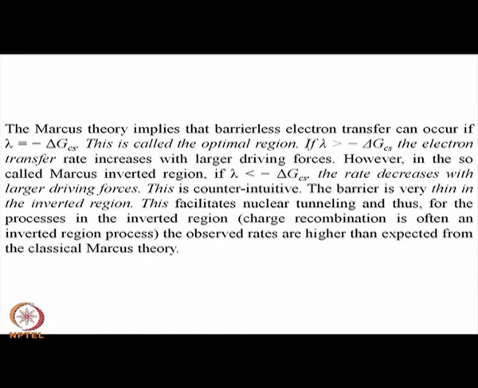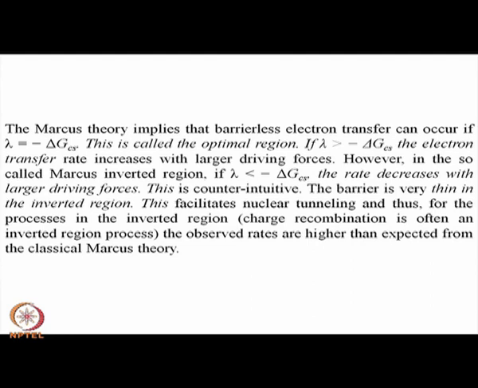Now, Marcus theory implies that barrierless electron transfer can occur if lambda is equal to minus delta G of the CS, the charge separated state. Whenever there is electron transfer, in one case there is plus, in another case it is minus. On donor it is plus, on acceptor it is minus. So, when lambda is equal to minus delta G0, this is called the optimal region.